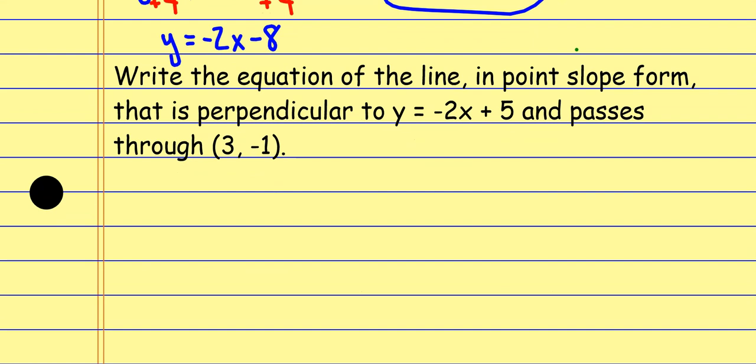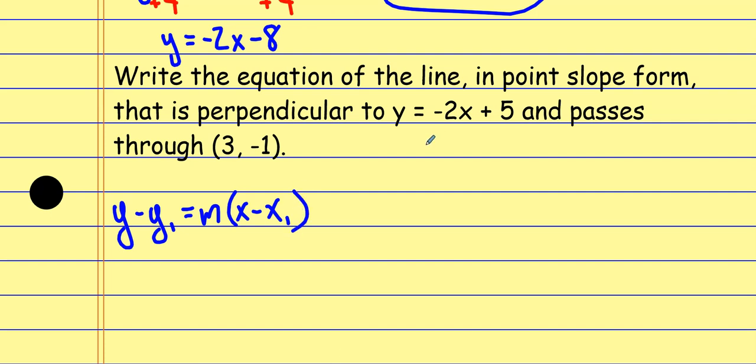If I look at the next one, it says write the equation of the line in point-slope form that is perpendicular to y equals -2x plus 5 and passes through the point (3, -1). So once again, point-slope form: y minus the y value equals m times x minus the x value.